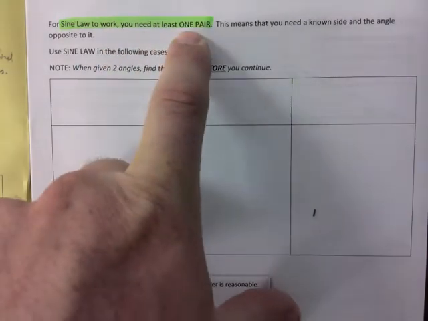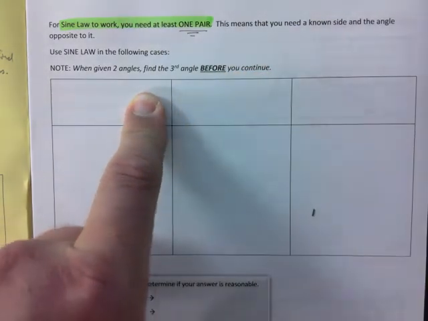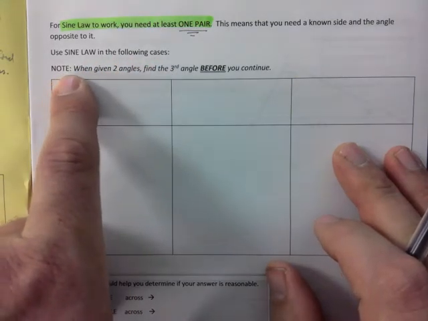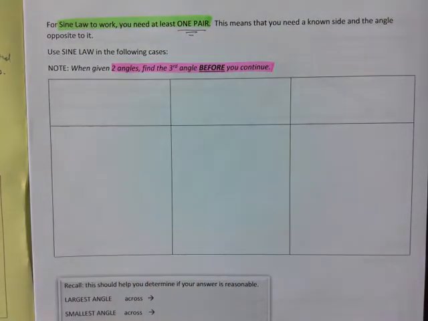Because I can tell you already, at the very beginning, you're only going to have one option. You cannot do either or. You're going to have to choose between sine law and cosine law. So if you have a pair, you know it's sine law for sure. Okay? Use sine law in the following cases. Note, okay? Given two angles, find a third before you continue. I would do that right away.